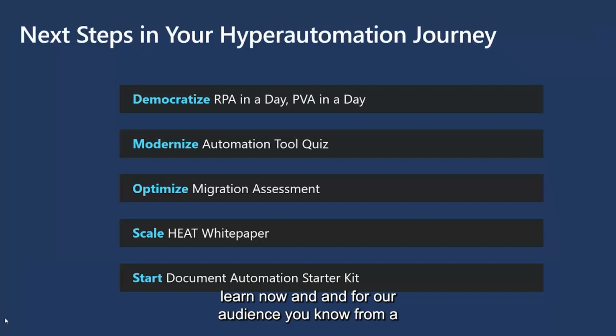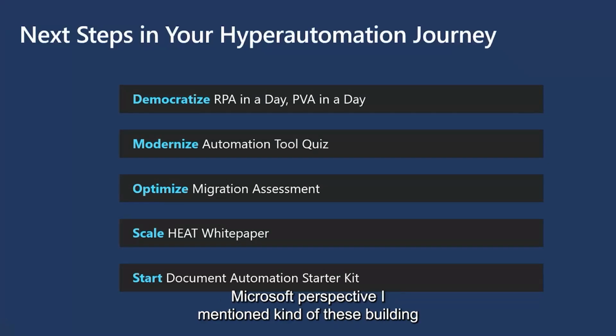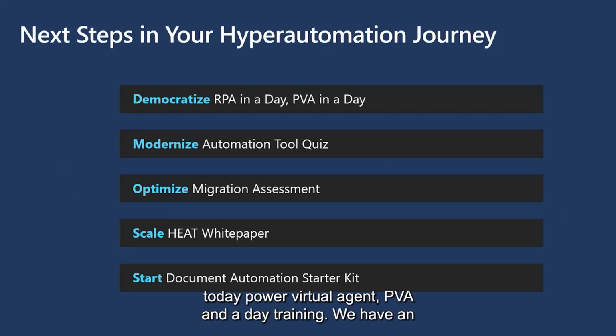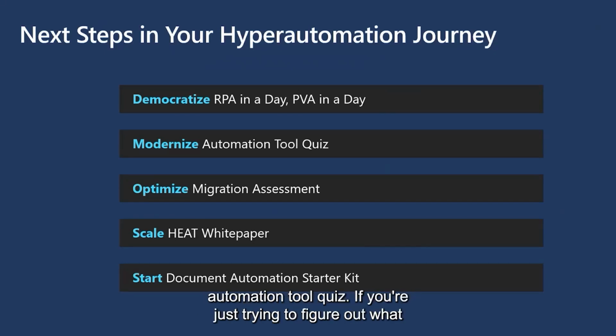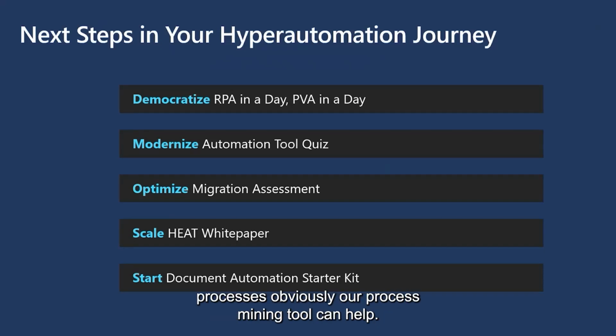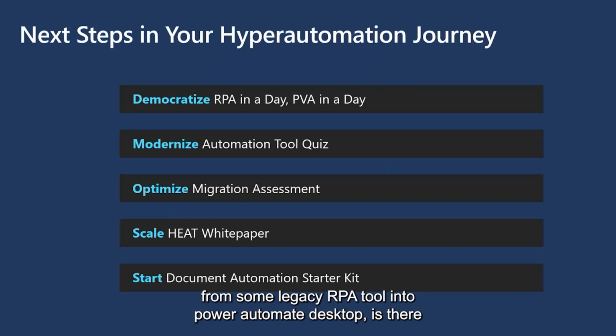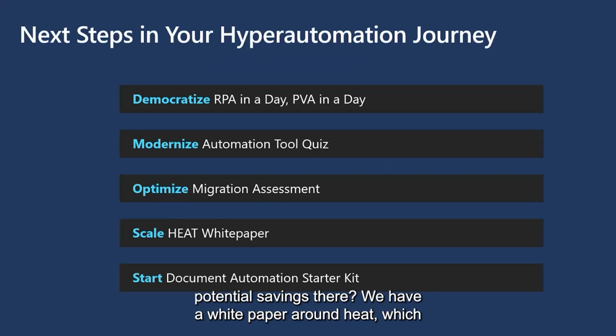And for our audience, from a Microsoft perspective, I mentioned these building blocks. From a democratized perspective, we offer RPA in a day and Power Virtual Agent, PVA in a day training. We have an automation tool quiz, if you're just trying to figure out what tool to use. If you have legacy processes, obviously our process mining tool can help identify that, but most folks have legacy RPA. We offer a migration assessment. Is it possible to move from some legacy RPA tool into Power Automate Desktop? Is there potential savings there?